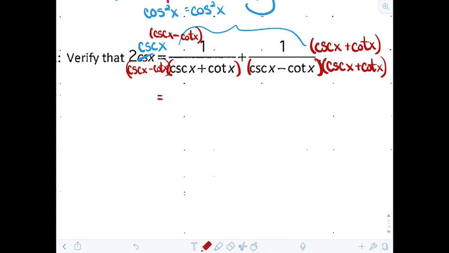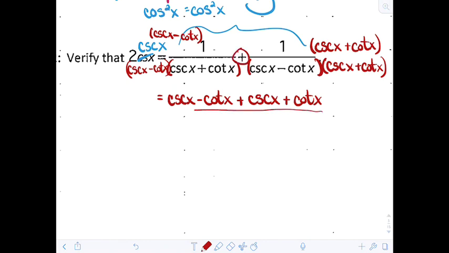Okay, so now in the top, 1 times both of these things leaves me with cosecant of x minus cotangent of x plus the cosecant of x plus the cotangent of x. I don't need parentheses because it's plus. I don't need to distribute a negative. That is going to be over cosecant of x minus cotangent of x times the cosecant of x plus cotangent of x. Those are conjugates. So all I have to worry about doing is the first and the last, and I get cosecant squared of x minus cotangent squared of x.